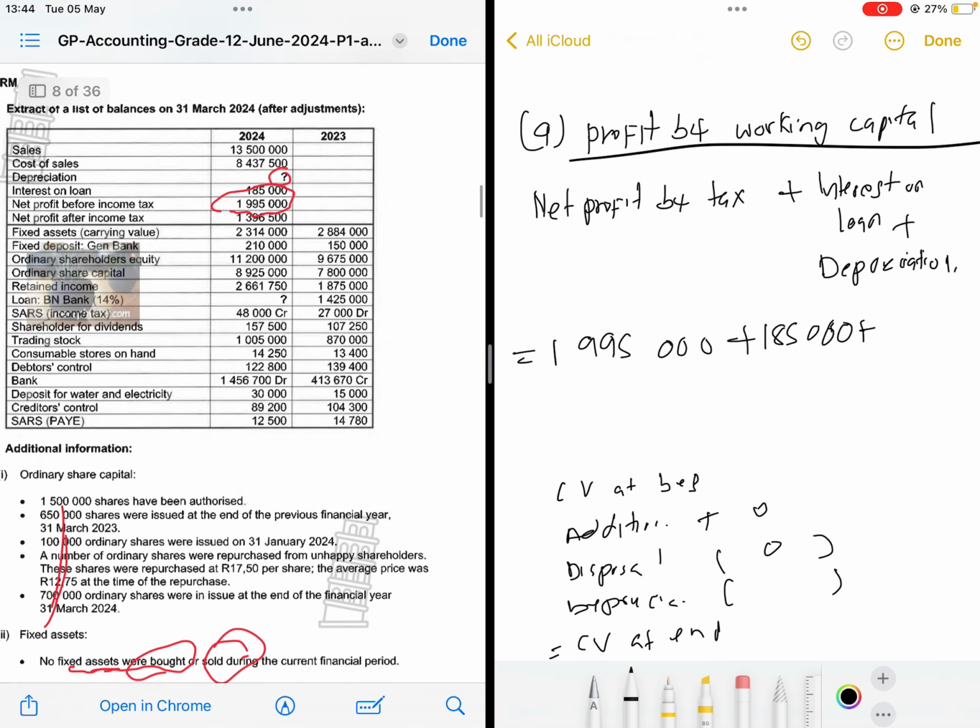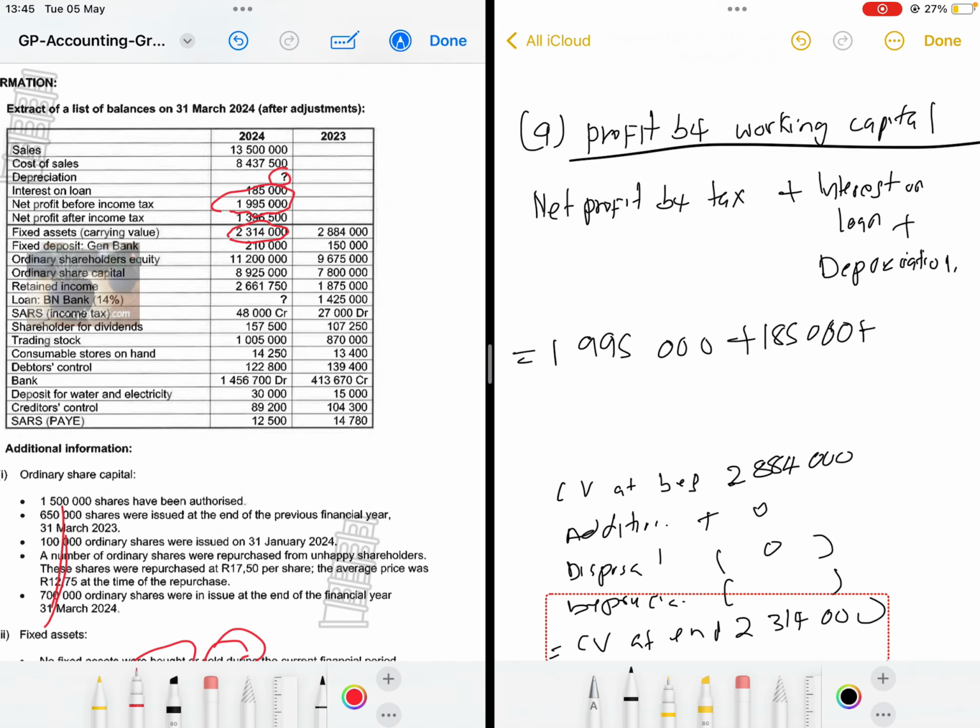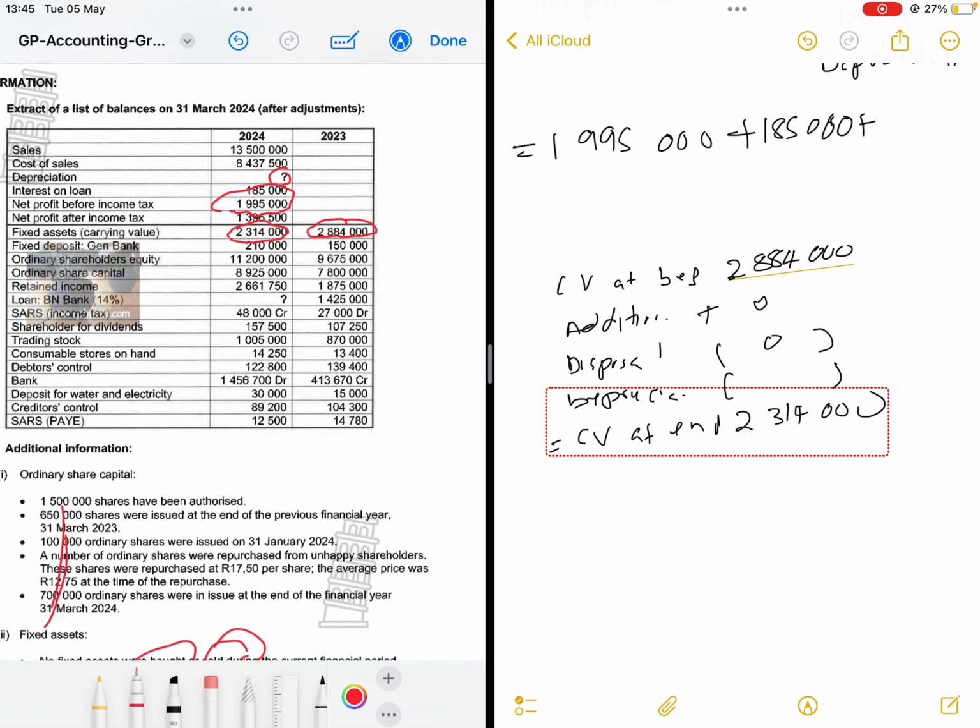Now you don't have addition, you don't have disposal, but you have the carrying values. Carrying value at the beginning is 2,884,000, that is the beginning. Now the end is 2,314,000, which is this one and this one, right? Now what are you going to do? You do the bottom up, meaning carrying value at the end minus carrying value at the beginning, you get the depreciation.